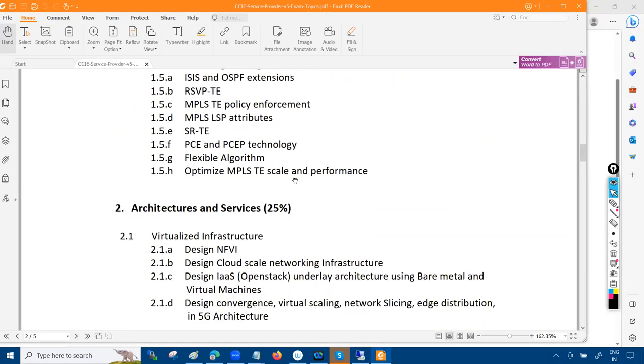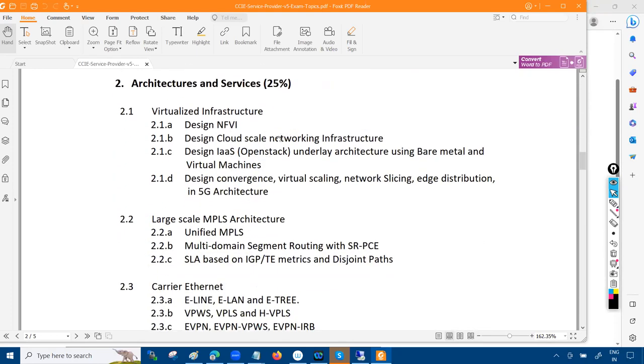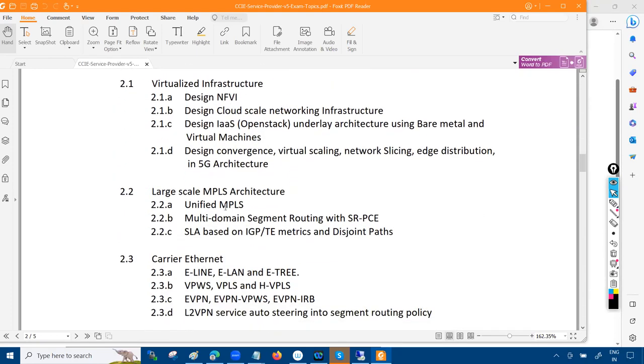Then after that, we cover the TE part. Then we'll go into how you can deploy unified MPLS. Previously it was not there, right? Before BGP-LU, unified MPLS was not there. So BGP-LU plays a big, important role in unified MPLS.